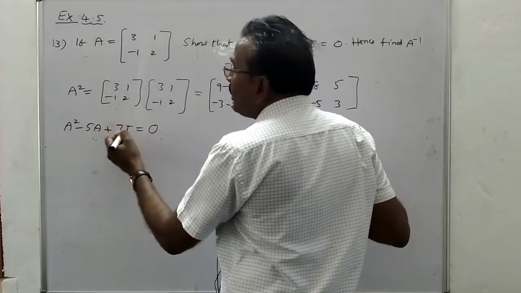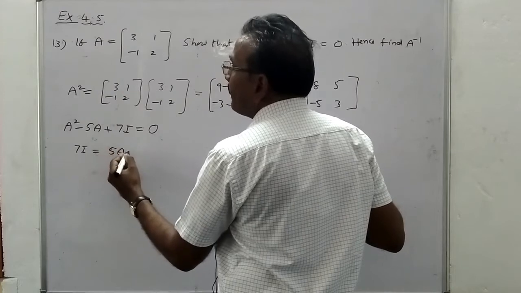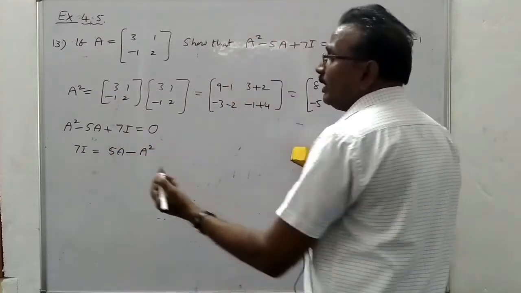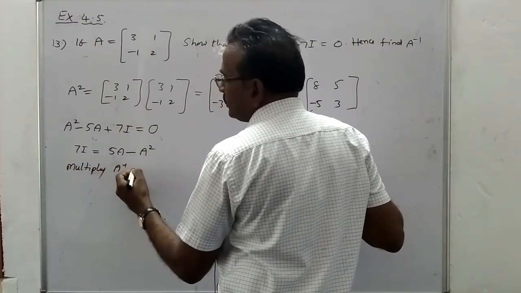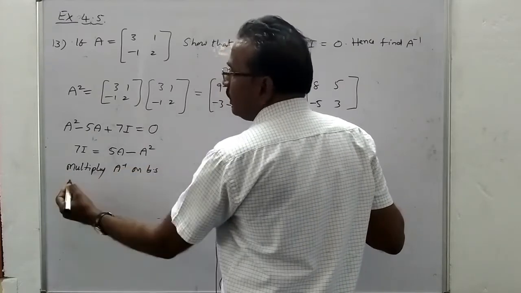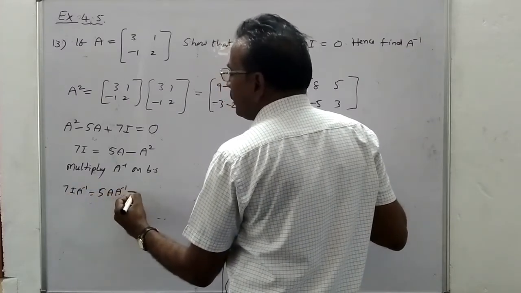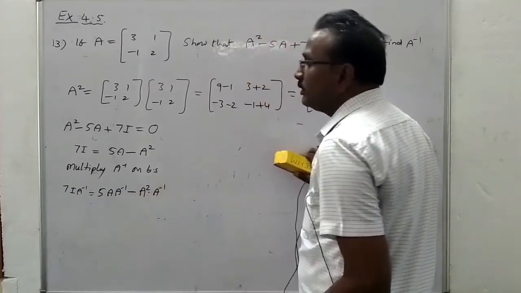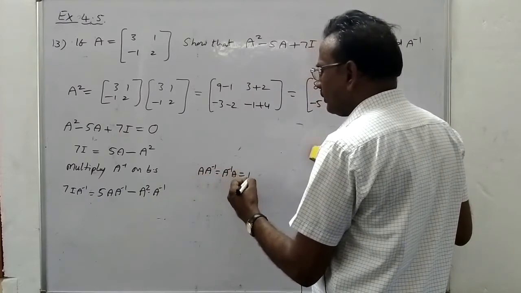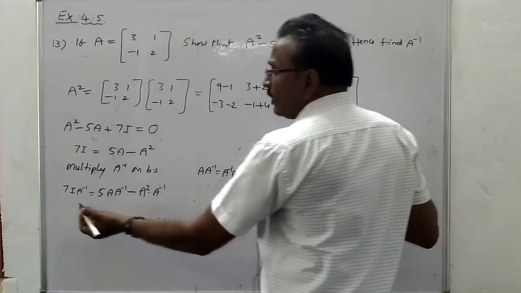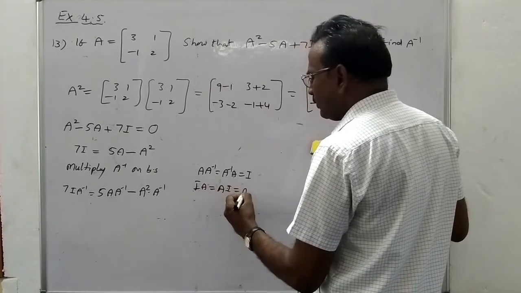Next, here 7I is equal to 5A minus A square. Multiplying A inverse on both sides, that is 7 into I into A inverse is equal to 5 into A inverse minus A square into A inverse. We have the properties: A into A inverse is equal to A inverse into A, value is always identity. And I into A, or A into identity matrix, is always matrix A.